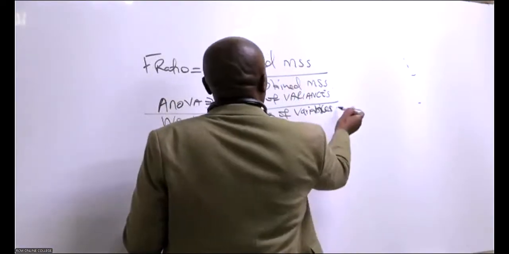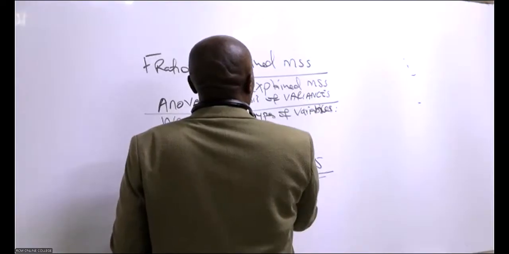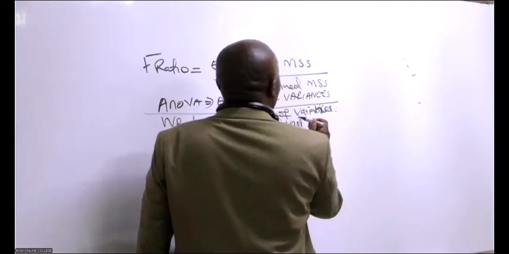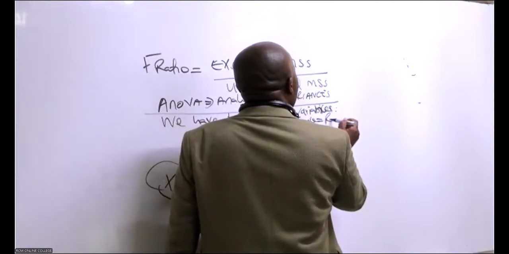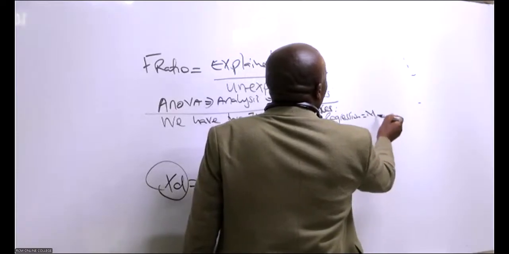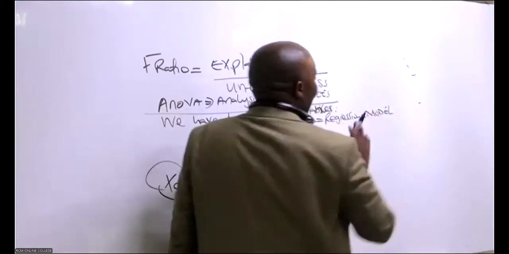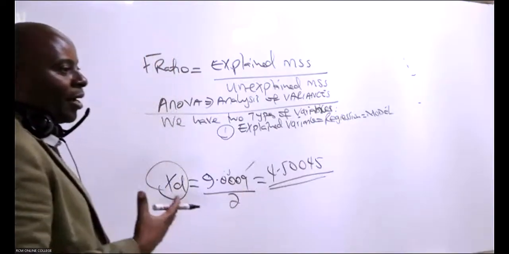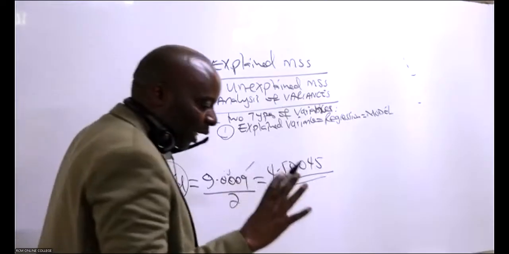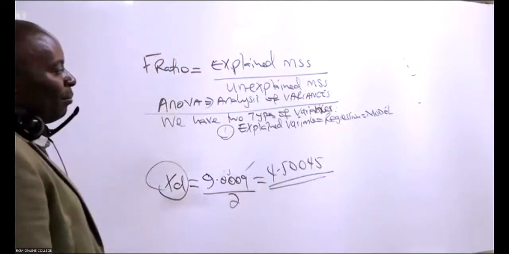Number one is explained variance, which is what we call regression. At times you'll get the examiner using the word model variance. Whenever you hear model variance, know that that is the variance that has already been explained.